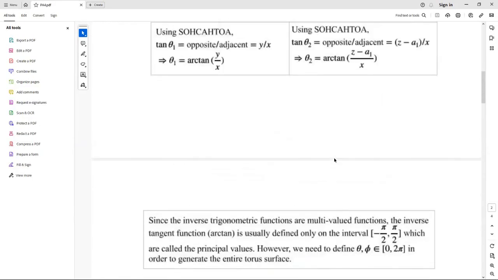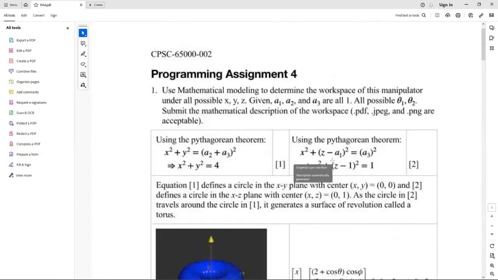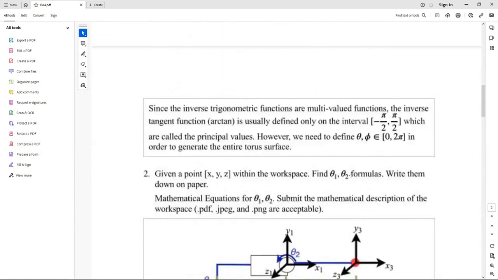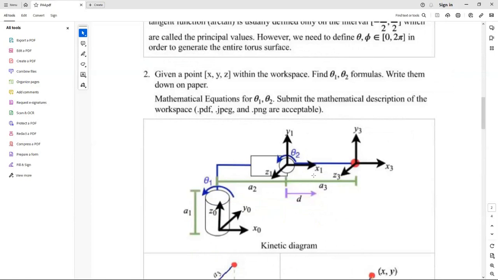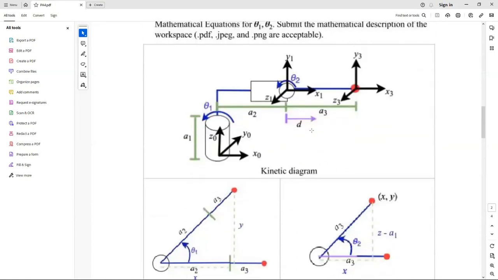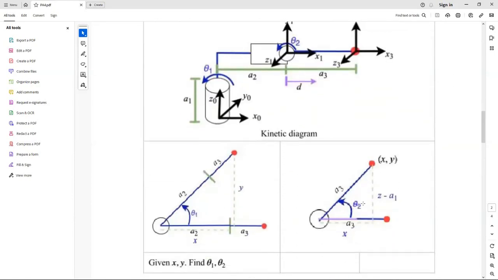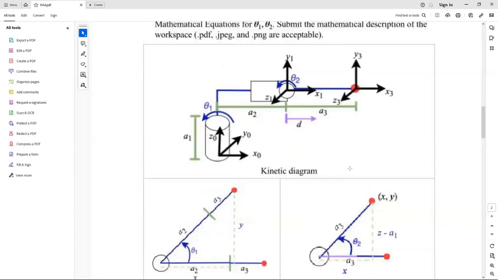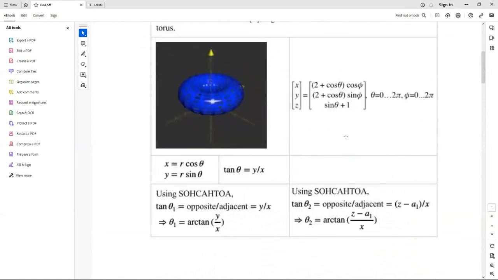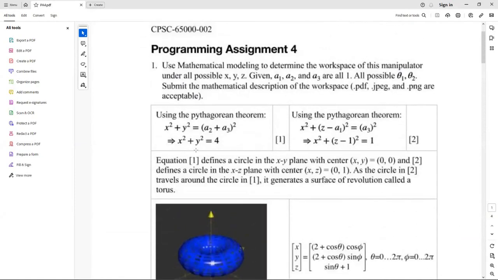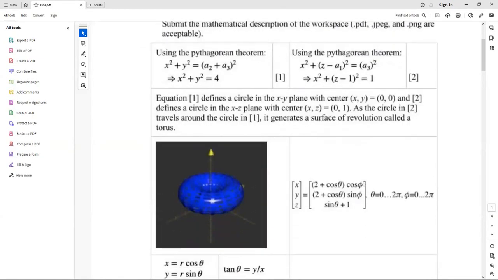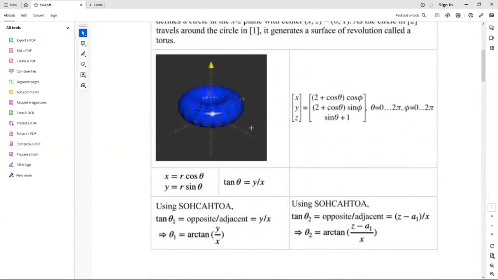So in terms of studying this one, number one, you need to figure out the kinematic diagram like this. Second, based on this kinematic diagram, you go on to calculate the masses, theta1, theta2, A1, A2, A3, whatever numbers you have, and then use the model. You will come out with some equations, and you should already be able to see donut-shaped data. That's the workspace.